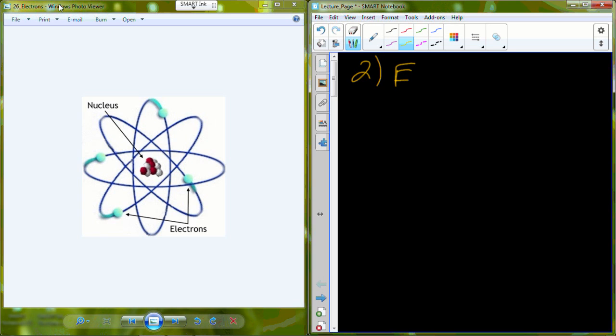Where I want to pick up tonight is with electrons. And the electrons are sort of a weird thing to think about. We don't really have great models of electrons and electron behavior. But what we do know about electrons, we can infer based off of some really introductory kind of chemistry and physics type things. So what we do know about electrons is they rotate around an atomic nucleus.